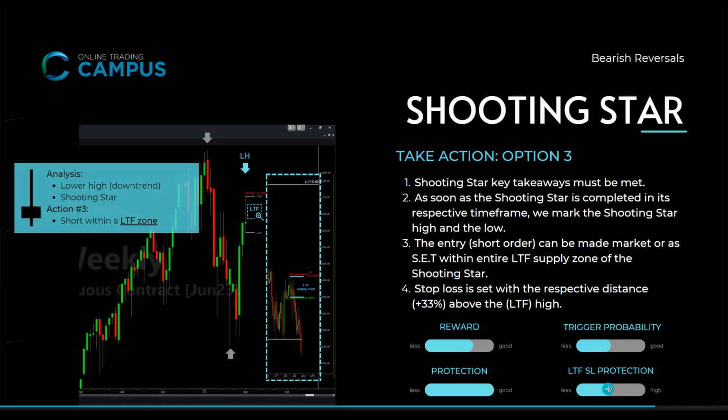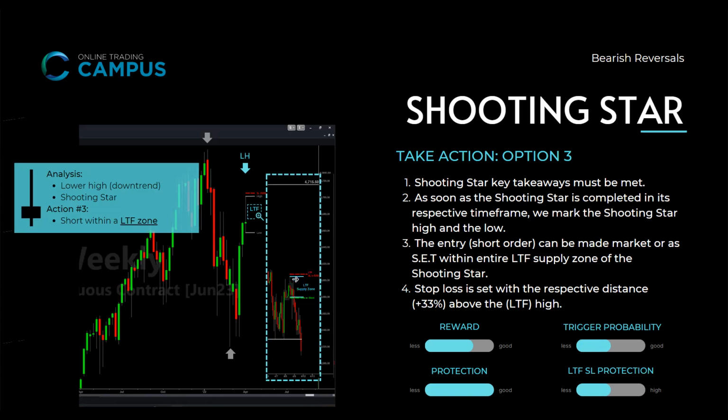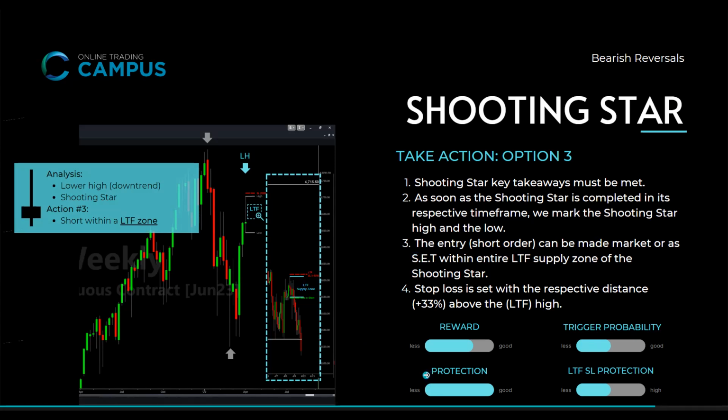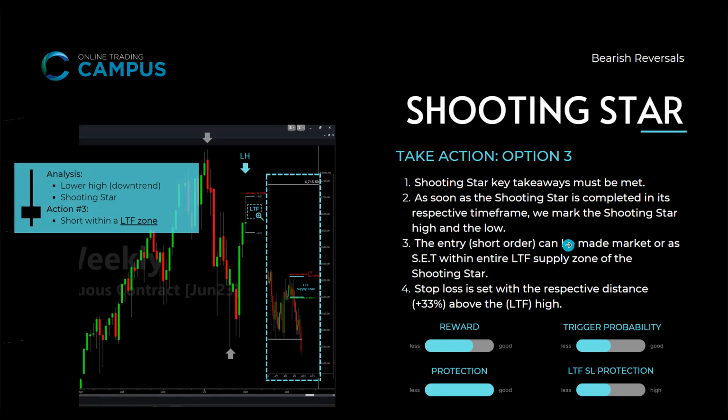Then lower time frame stop loss protection means if you move your stop loss above this lower time frame zone, then yeah, you have not the best protection, right? It's easy, or it's possible, not easy, it's possible that you will be stopped out here. Price moves a little bit higher because it is a lower time frame, right? If you use the initial protection with the stop loss above the weekly shooting star, then we have one of the best. Guys, that's it for the theory for our shooting star.